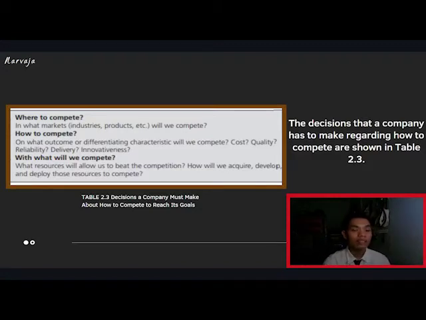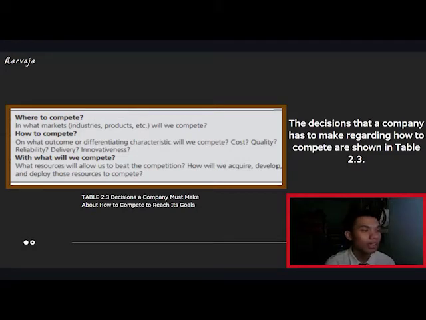And the last part of my presentation is, after the company formulates the business strategy, companies need to decide how they will compete. As you can see in Table 2.3, these are fundamental questions on how the company will compete. The decisions that the company has to make regarding how to compete are shown in Table 2.3: decisions a company must make about how to compete to reach its goals.